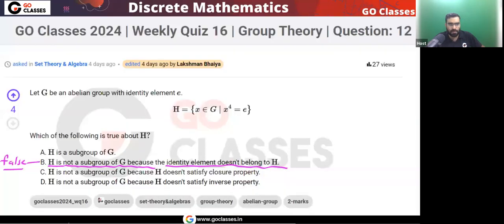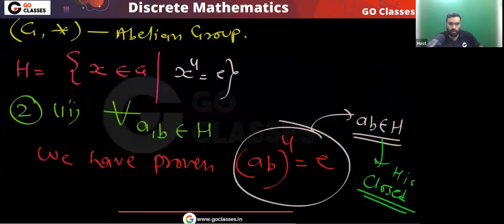Which option is gone? If closure property is satisfied, remember H is not a subgroup. This option C is saying H is not a subgroup because it does not satisfy closure property. This statement is also false. Now all we have to do is check the inverse property. This is the last property we need to check. So let's check.